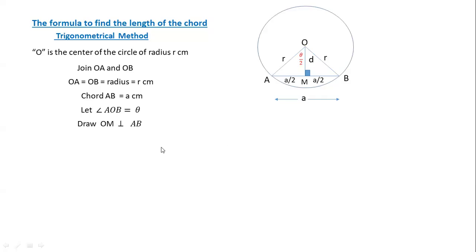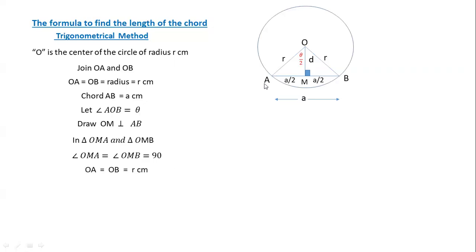Now, OM is perpendicular to AB. This line OM is perpendicular to AB because I've already drawn the perpendicular. So in triangles OMA and OMB, that means these two small triangles we are taking, angle OMA and angle OMB, both are 90 degrees.